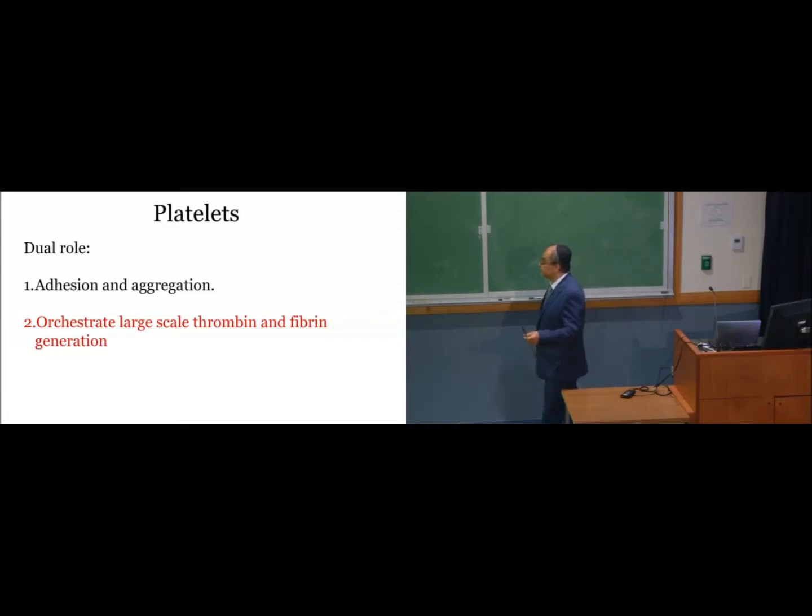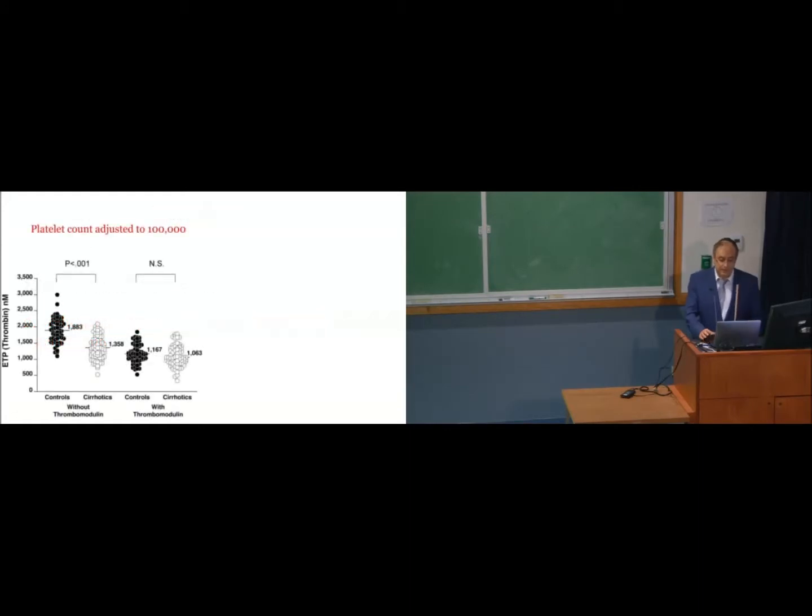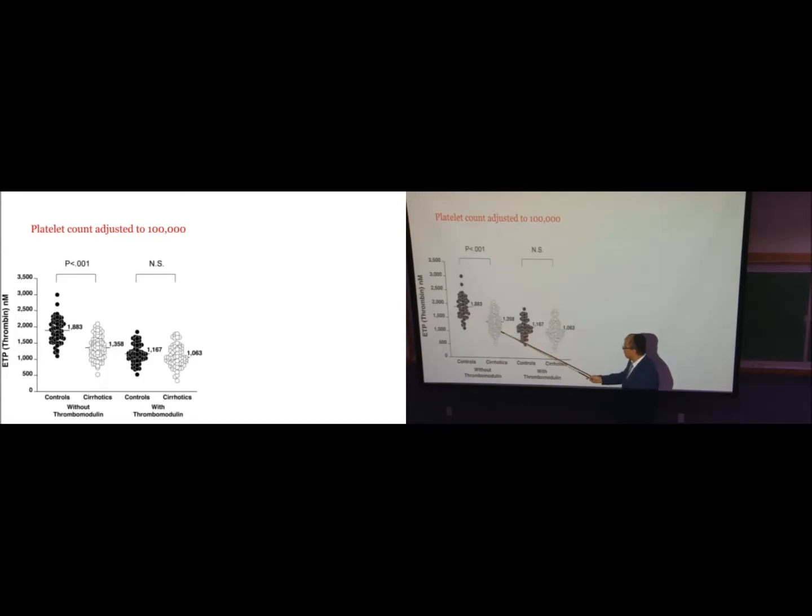Now, looking at the other role of platelets in orchestrating and contributing to thrombin generation, the Milano group studied thrombin generation with and without thrombomodulin, the same methodology, but this time resuspended the platelets, added platelets to the plasma, and adjusted the platelet count to 100,000. And the result is very similar to what was found without platelets: in the absence of opposing forces, controls have more thrombin generation than cirrhotics. But when you let both forces come into play by the addition of thrombomodulin and activating protein C, the level of thrombin generation was similar in control and in cirrhotics.